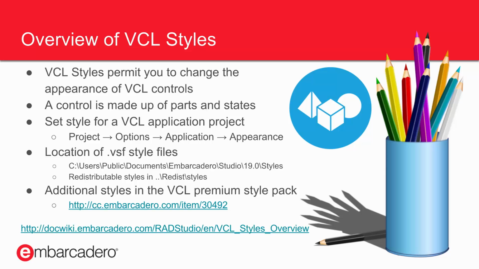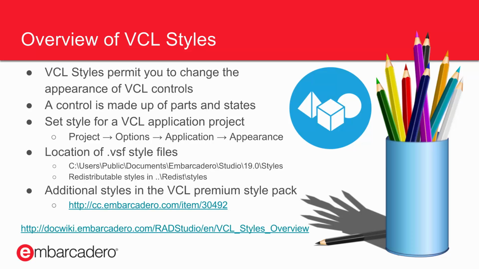A control is made up of parts and states. So when you're designing styles or applying styles, you need to understand that there's different parts and different states that make up a control. If you want to just change the style for your project, simply, you can go to Project Options, Application, Appearance and select a style from there.